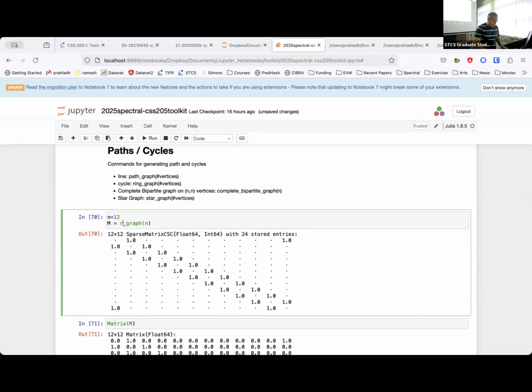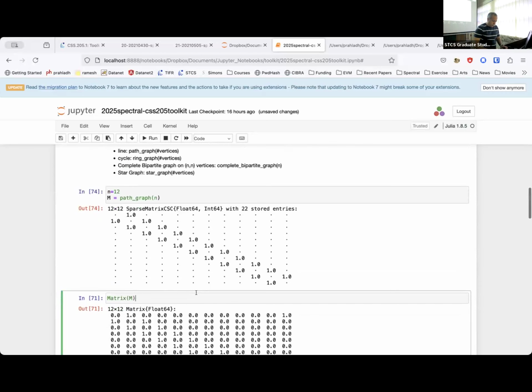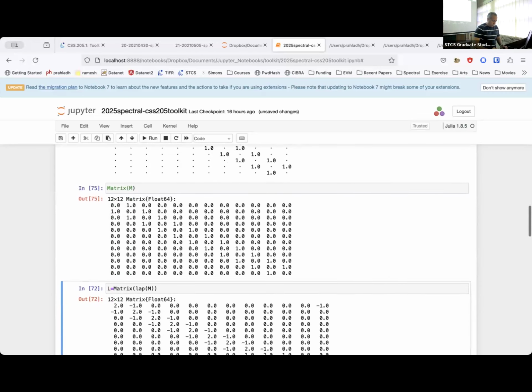Some of you say we made a path graph. That's a path graph. 12.